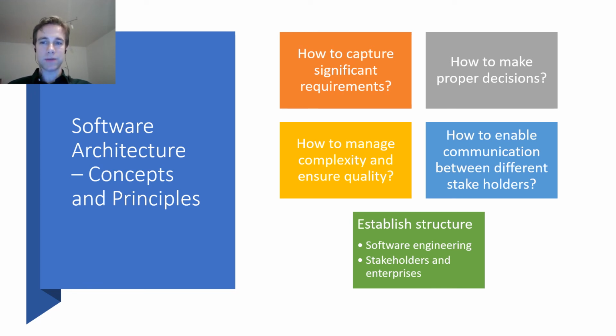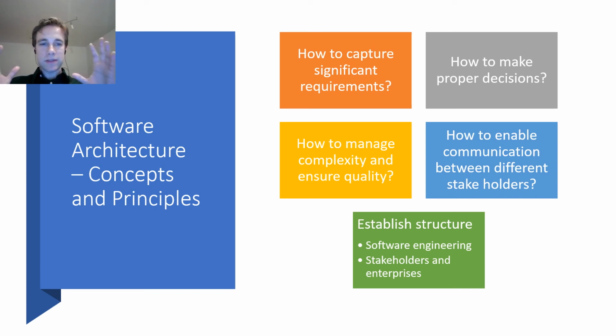Finally, it's necessary to enable communication between different stakeholders, and in order to do this, we discuss different so-called viewpoints that help us with representing different properties of a software system to different stakeholders. Now, we discussed all of this in the context of several application domains, for example, Industry 4.0, autonomous systems, agriculture, and so on.